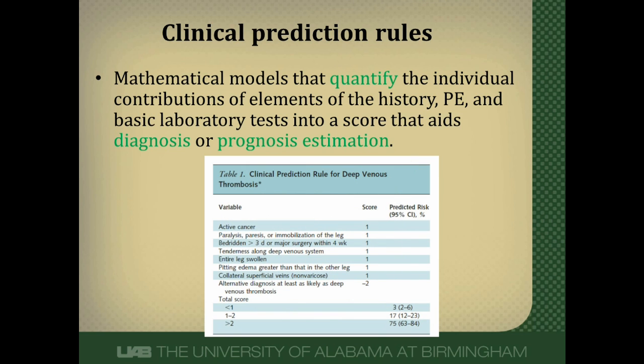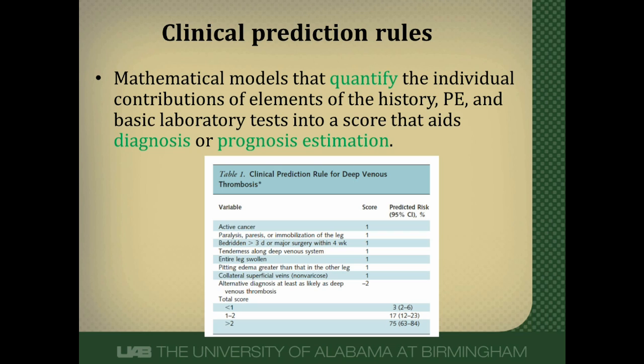This is the Wells rule for deep venous thrombosis, or DVT. It contains several elements from the history and physical examination that were shown to be predictive of deep vein thrombosis. It doesn't contain all elements, though, of the history and physical that we could do. It only contains certain ones that were associated with the development of DVT.